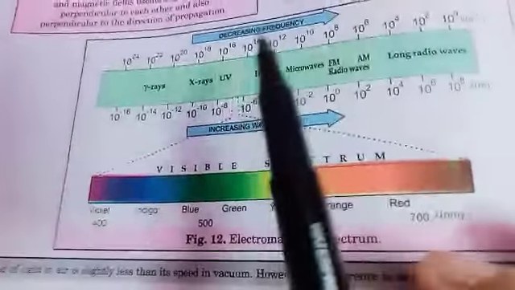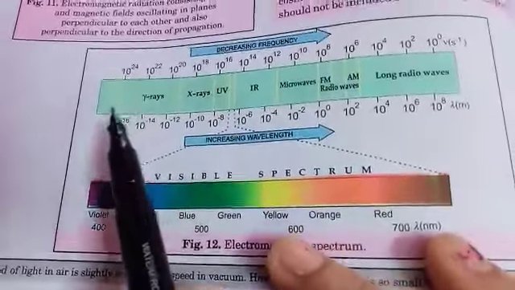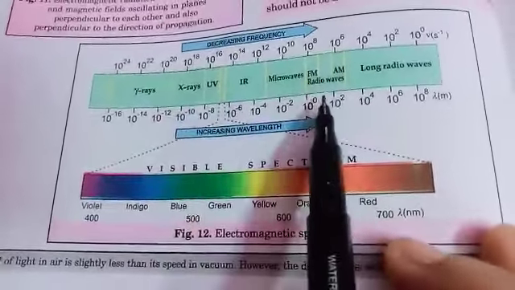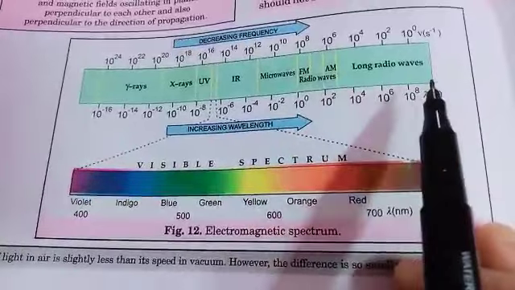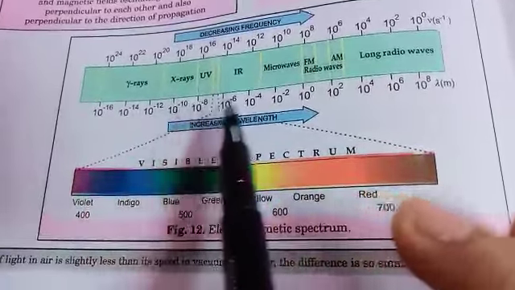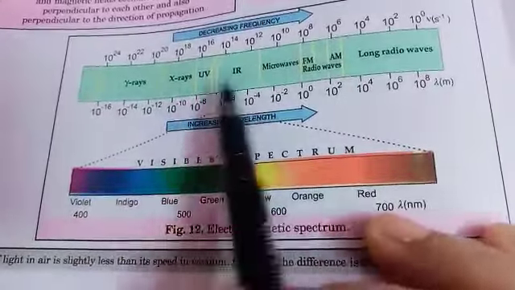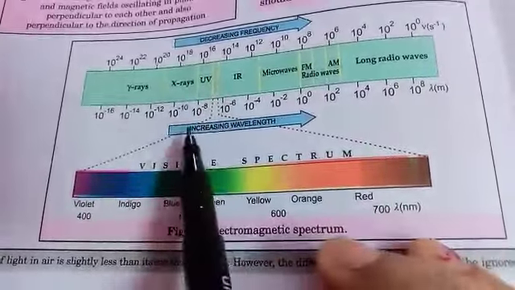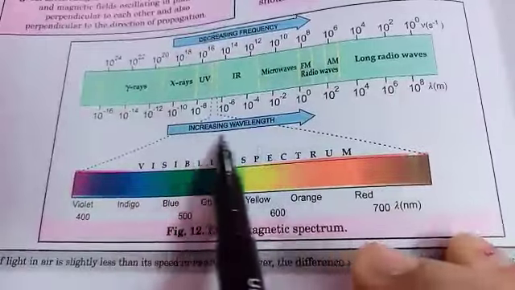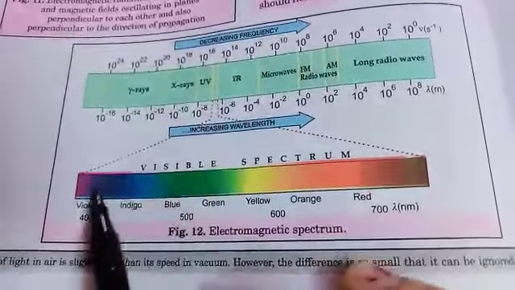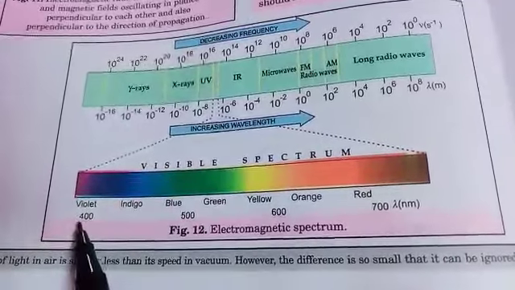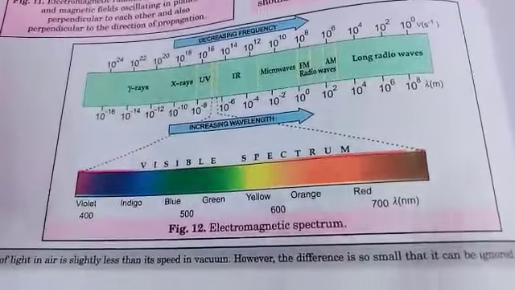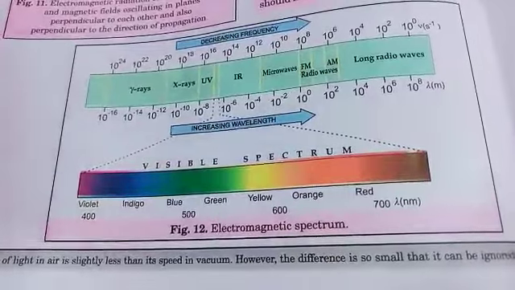Now just see, this is a spectrum. First we have gamma rays, X-rays, UV rays, IR, microwaves, FM, and long radio waves. Between UV and IR we have one region, the visible region. The arrangement is of decreasing frequency and increasing wavelength. The visible region ranges from 400 to 700 nanometer. Somewhere it is written 750 also, since it is not exactly 700, and 750 is also written in your NCERT.